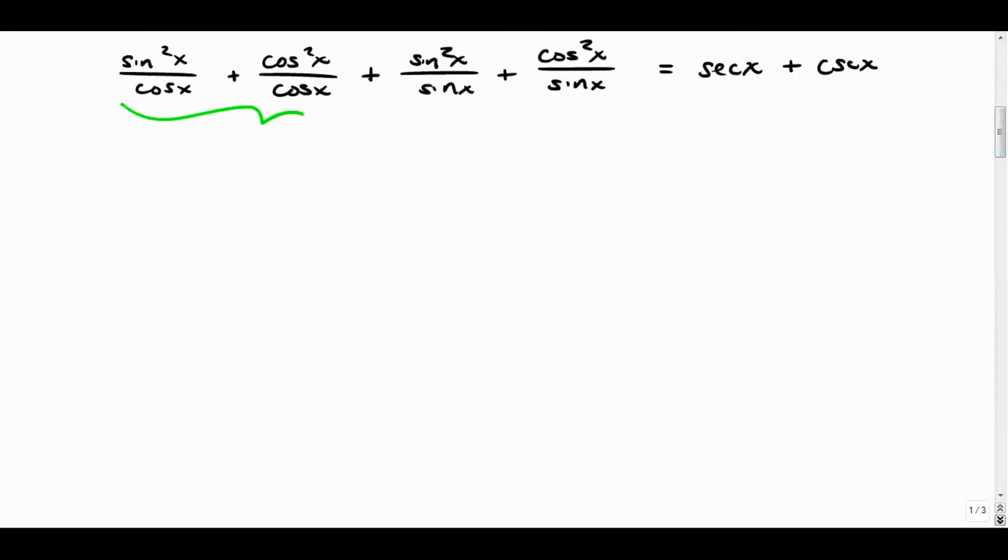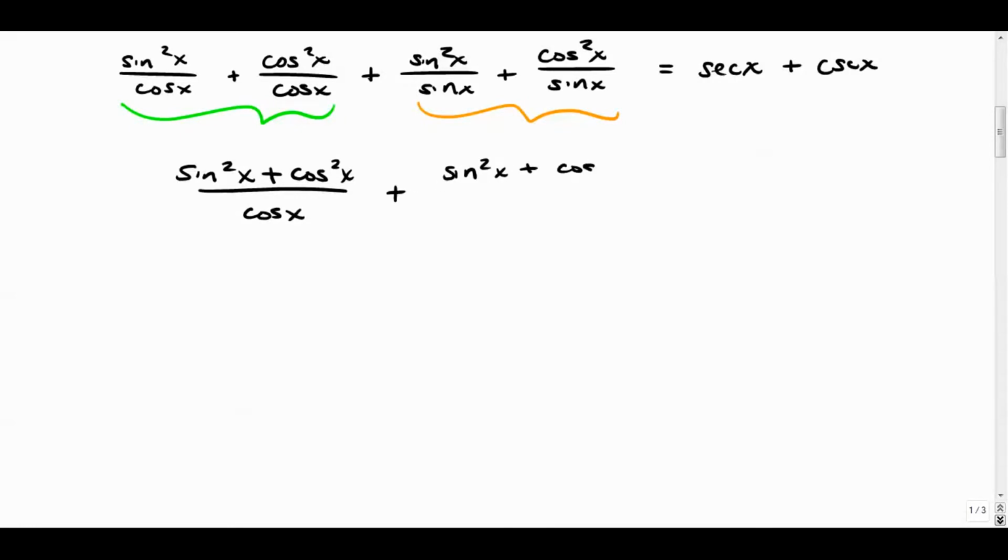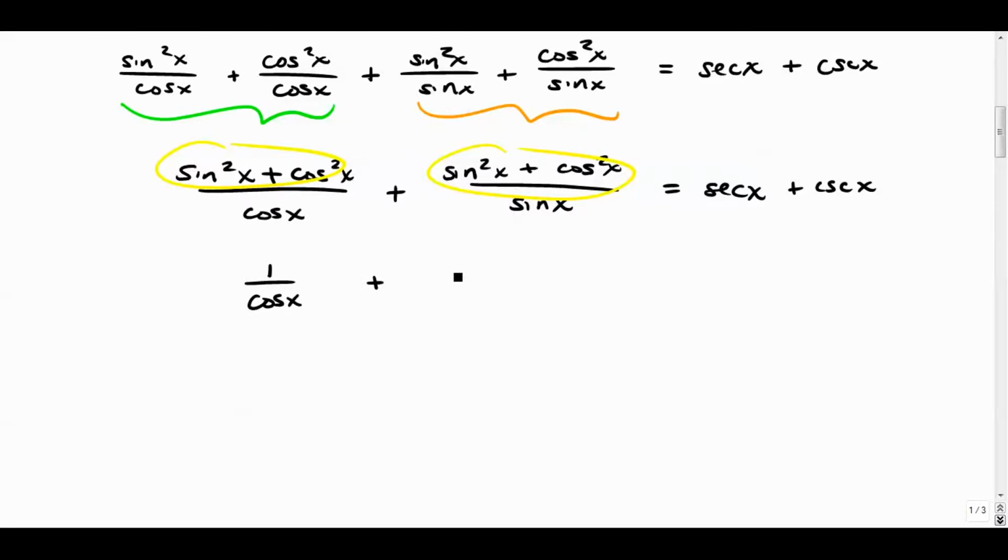Again, let's add the green together, and we get sine squared x plus cosine squared x over cosine x. Add the oranges together, add the numerators, keep the denominators. Pythagorean identity right here tells us that both of our numerators are 1. So it's 1 over cosine x plus 1 over sine x.